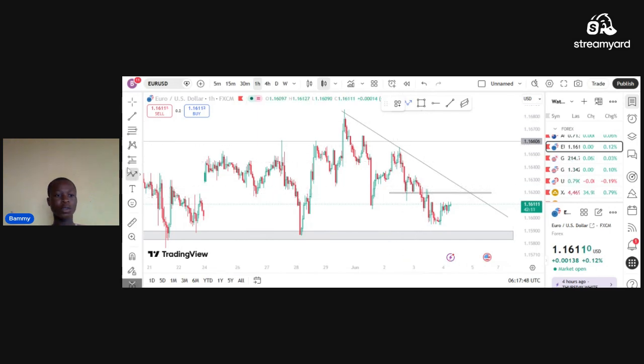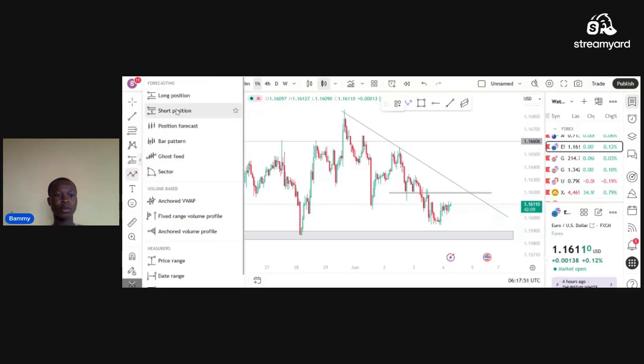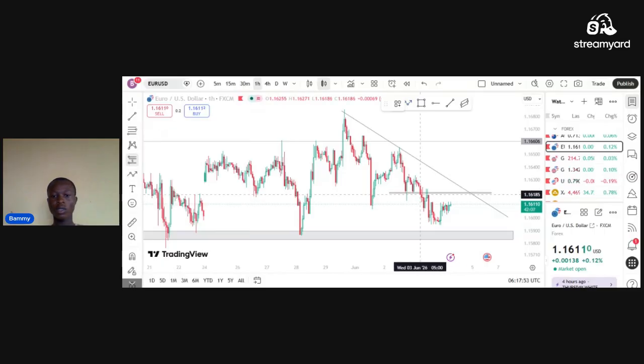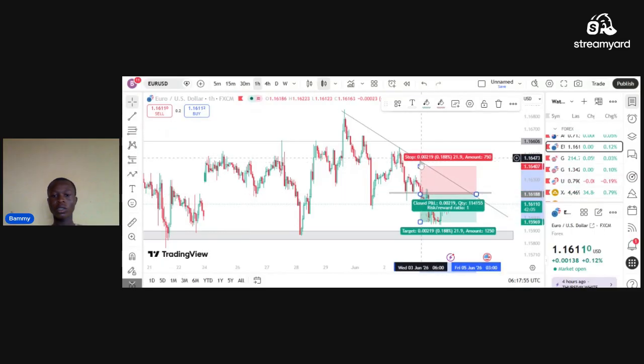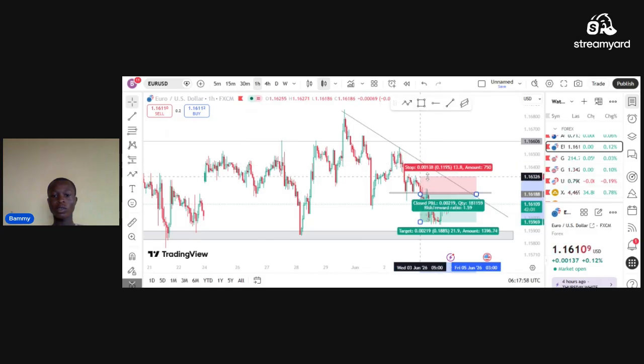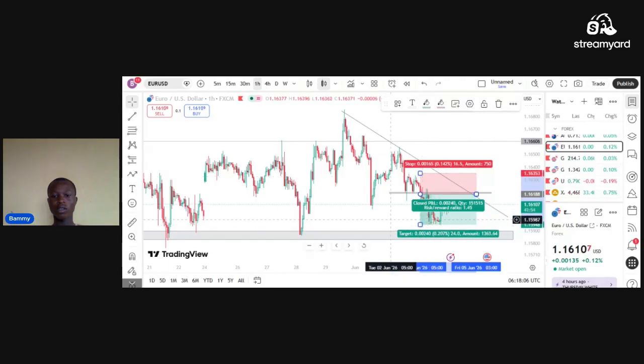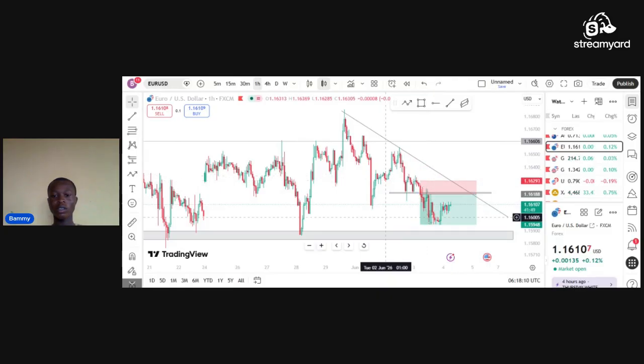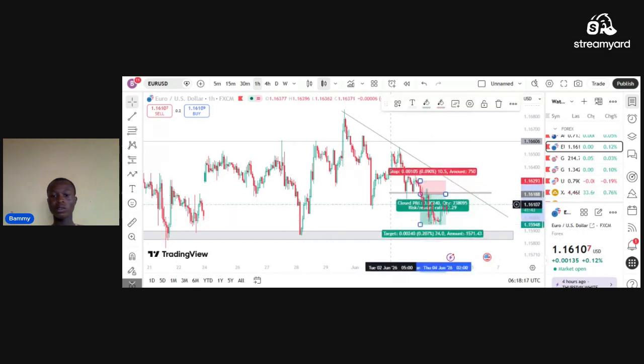Let me see from here. Once this strong red candle formed, I enter from here, and I put my stop loss somewhere around here, and I target here, and I target here. My stop loss is here, and I target here. This gave me 100 pips trade, and that's okay for me.